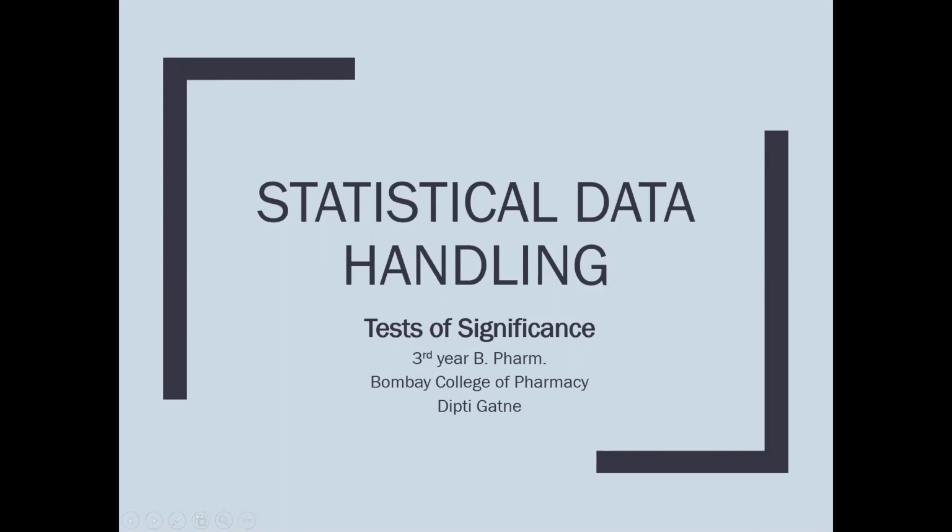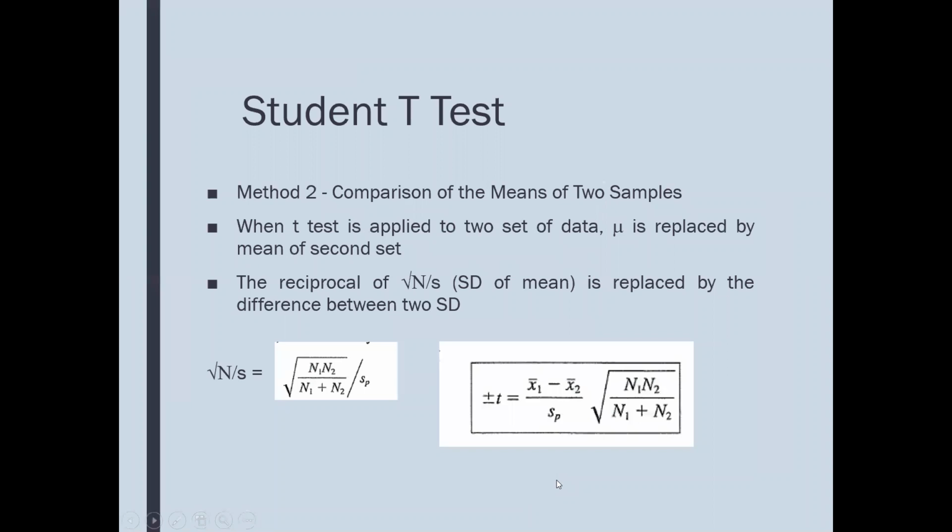Hello, let's look at the next test of significance. This is the second method of student t-test, which is used for comparison of means of two samples. Let's look at it in detail. As we already know the first method, there's going to be a slight modification in the second method.